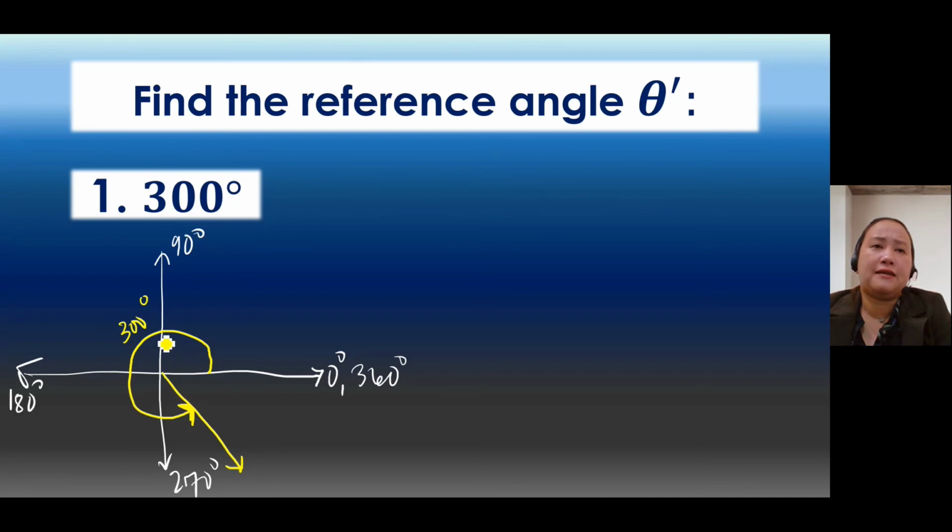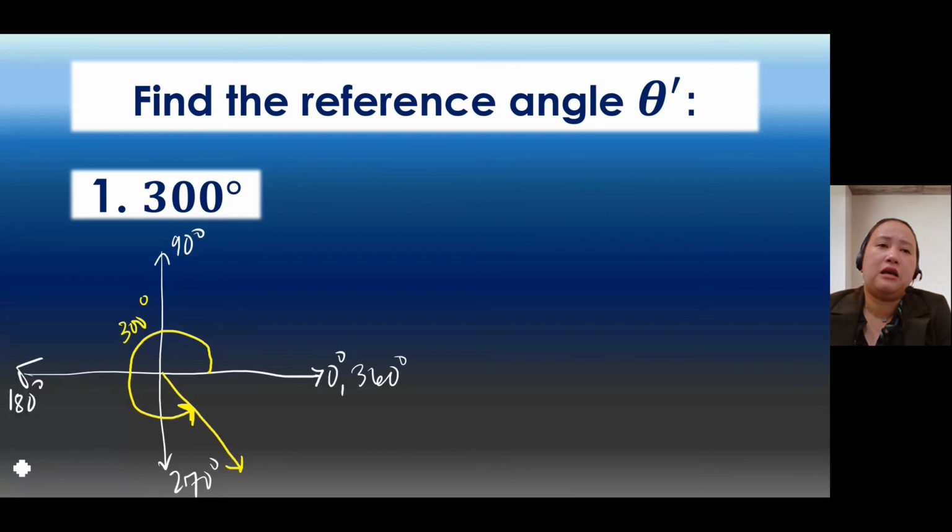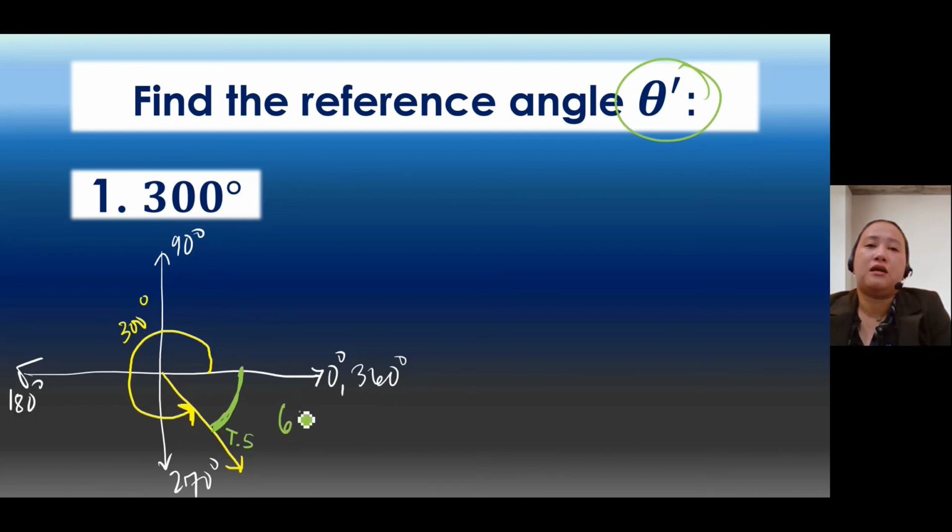So this is 300 degrees, and again, if we are asked of the reference angle, the reference angle is between the terminal side and the horizontal axis, or the x-axis. This is the x-axis, so you're just gonna measure this. So 360 minus 300, the reference angle is 60 degrees. This is the answer, the reference angle. Next.